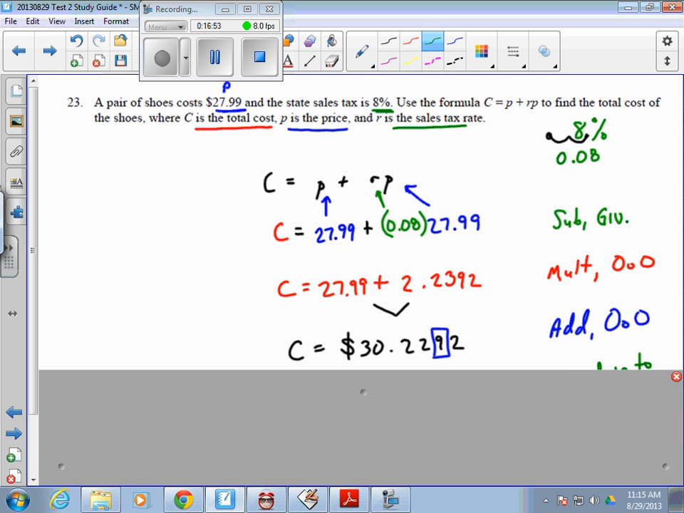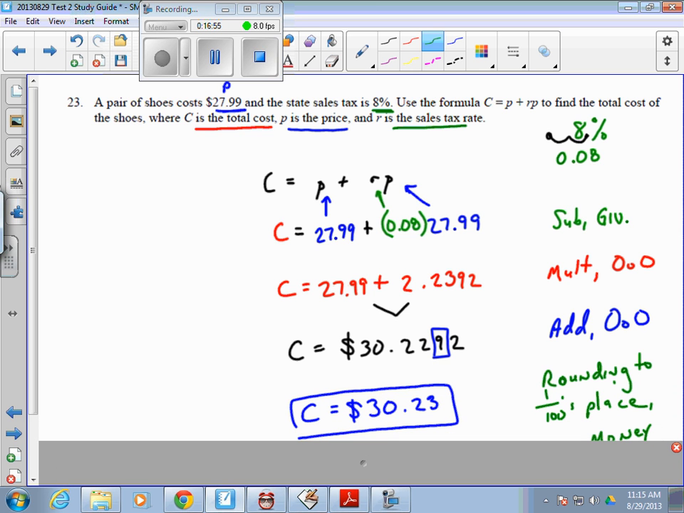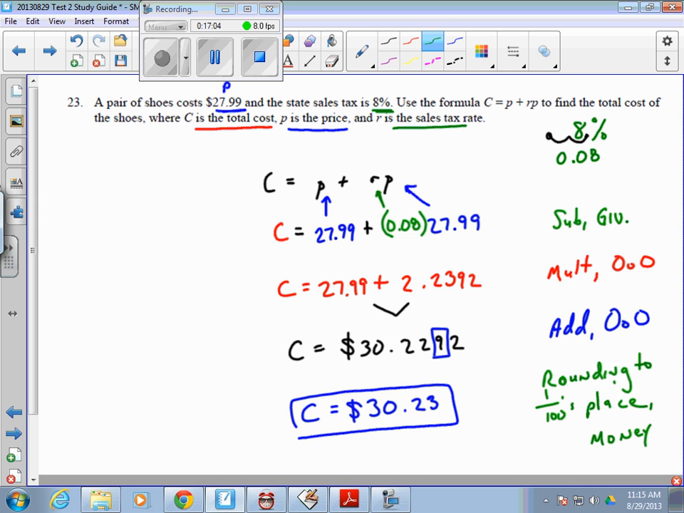Then, since we are working with money, you know that money doesn't go past the hundredths place. So rounding to the hundredths place, look at the number right after the second digit after the decimal. It's 9. That number is 5 or greater. So the 2 goes up 1, it becomes 3.